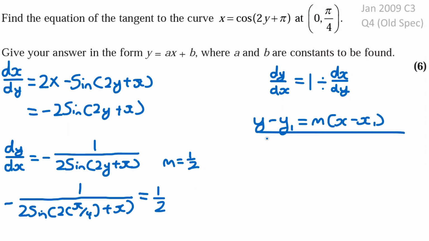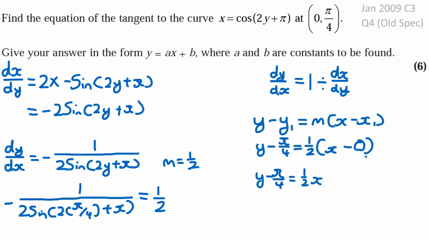So we can sub the values into this. So it's y minus y1, so it's going to be y minus, then y1 is the y coordinate of the point that it passes through, so this is pi over 4, and this is equal to m, which is the gradient, which we figured out to be half, and then x minus, and then x1 is 0 here. So we can just write this as y minus pi over 4 is equal to a half x, and it wants it in the form y is equal to ax plus b. So we're going to move this minus pi over 4 onto the other side, so it's y is equal to a half x plus pi over 4. And this is the equation of the tangent in this form here.